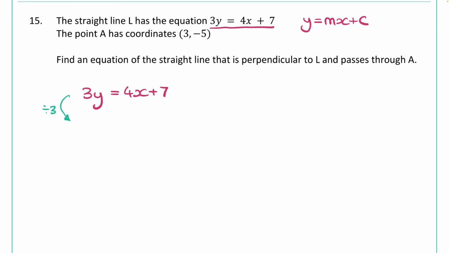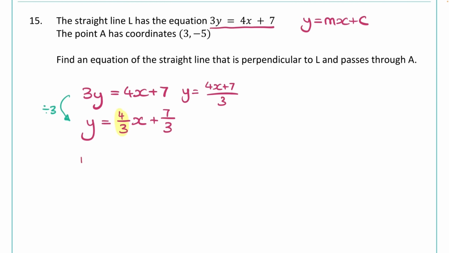Now we're only doing this to find out the gradient. So when we divide by 3, we're going to write the 4 over 3 separate with the 7 over 3. That's instead of writing it as 4x plus 7 all over 3. We can write it like that, but I really want to focus in on this number here in front of x.